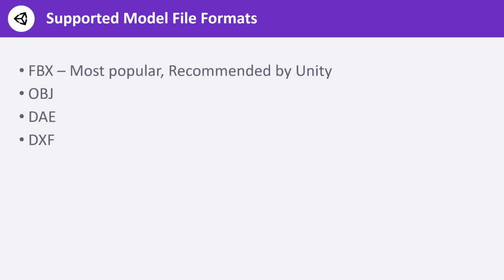FBX is the most popular format in Unity game development. The reason is simple. It's reliable, supports animations, textures, and almost anything you need in a model. The official Unity team recommends this format. Whenever possible, Unity recommends this format over other formats. The downside to FBX files is their file size. They're very large compared to the other formats.